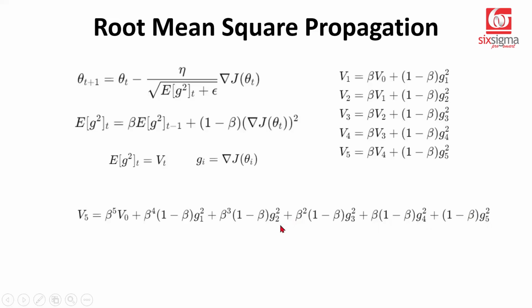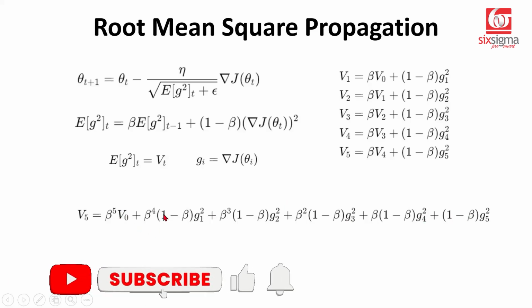And further on. So the idea of exponentially weighted moving average is that you give more weightage to the recent observations and the weightage continues to reduce as you keep going in the past. And like I said, this V naught would be almost equal to 0, so this term would not be participating.